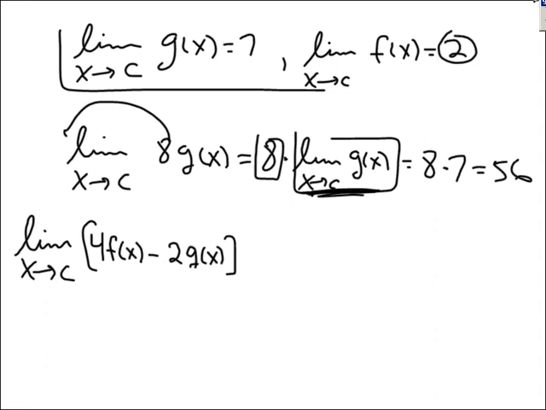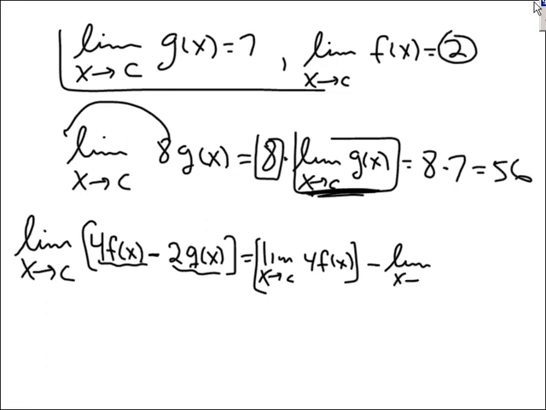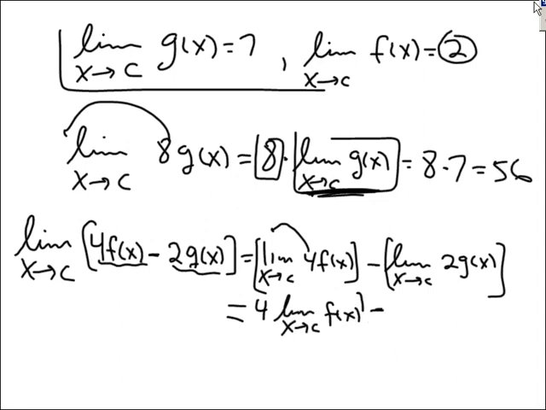This here is a subtraction. It's this minus that. So we get the limit of this limit minus the limit of that, x goes to c of 2 times g of x. But now each of these limits we can simplify. The 4 can come in front. It's 4 times the limit as x goes to c of f of x. Minus, so it's that, minus. The 2 can come in front. 2 times the limit as x goes to c of g of x.